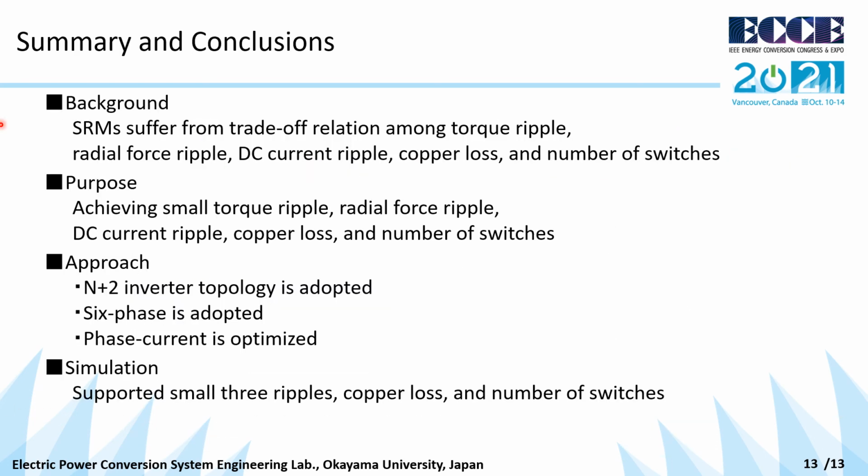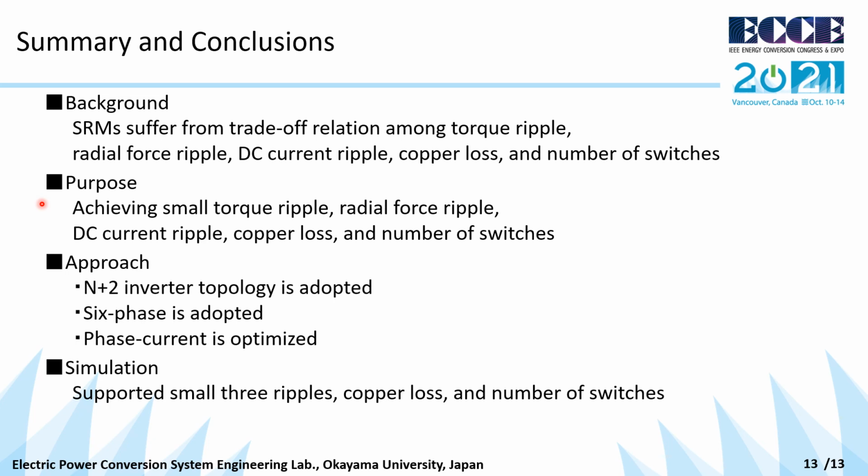Finally, I show the summary and conclusions. The switched reluctance motors suffer from a trade-off relation among torque ripple, radial force ripple, DC current ripple, copper loss, and number of switches. So, the purpose of this study is to achieve small ripples, copper loss, and number of switches.